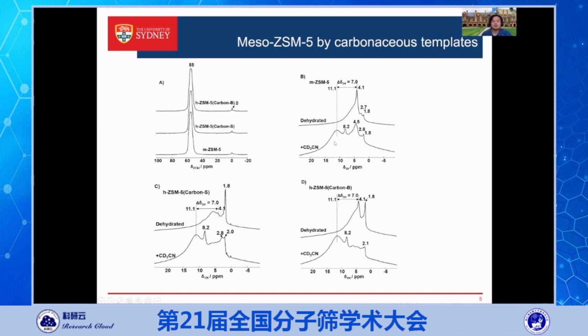The acidity is similar, so no change compared to the microporous one, but silanol groups are generated. If we use the big carbon, there is a lower ratio of mesopores compared to the small carbon particles. Therefore, we still have many Brønsted OH groups, which contribute to strong acid sites, but also an increased number of silanol groups.